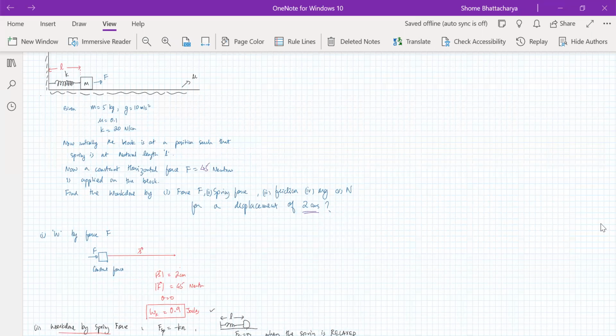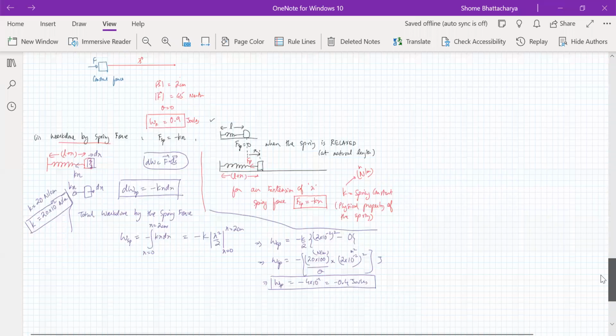So the coefficient of friction is given to us as 0.1, and the weight of the object is how much? It is 50 newtons. So the friction is 5 newtons in magnitude. Okay, so the next thing we need to do here is calculate the work done by friction.